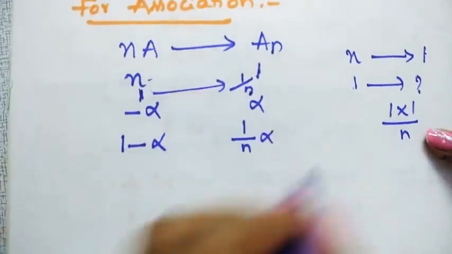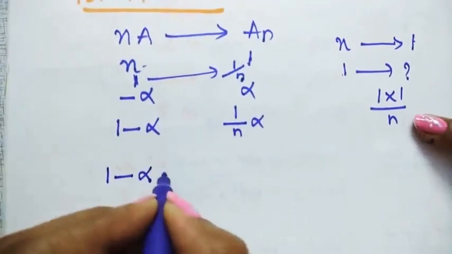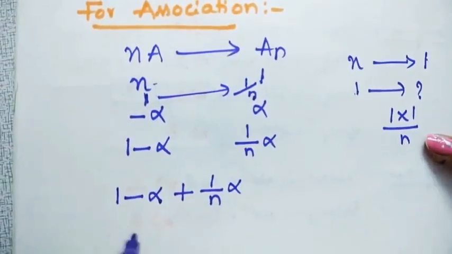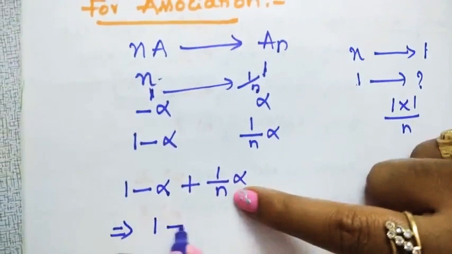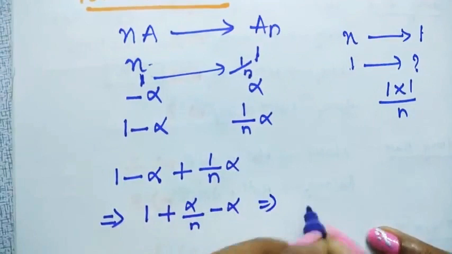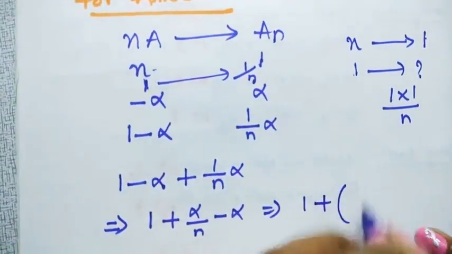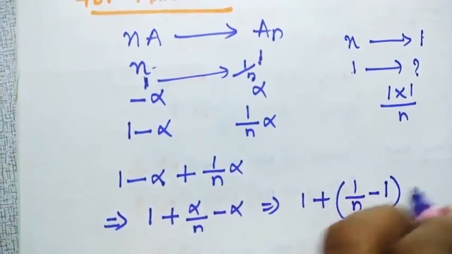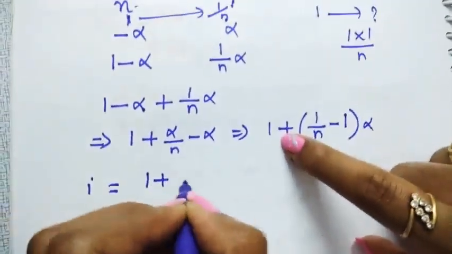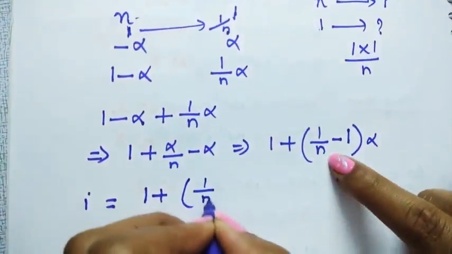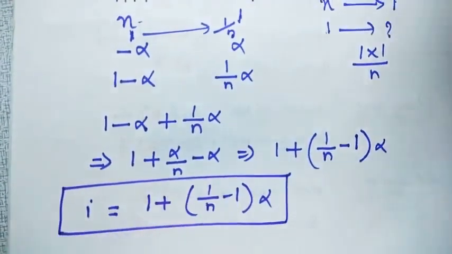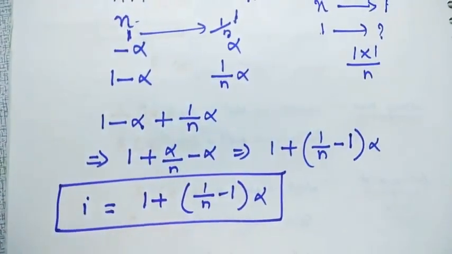So what is the total number of moles? 1 minus alpha plus alpha by n. Just I am rearranging this to get the relation: 1 + alpha/n - alpha. Take alpha as common. Then we get (1/n - 1) into alpha. This is i, the number of particles after association: i = 1 + (1/n - 1) alpha, divided by 1. This is for association.